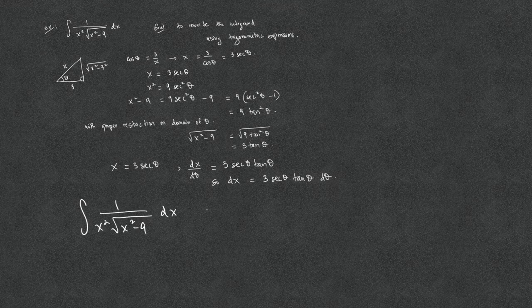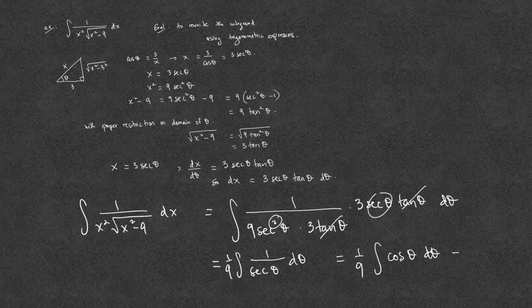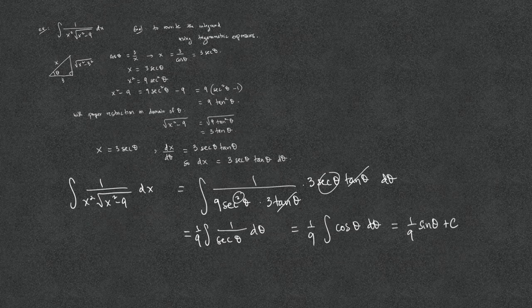The integral of 1 over x squared times the square root of x squared minus 9 dx is now the integral of 1 over 9 secant squared theta, times the square root of x squared minus 9, which is 3 tangent theta, and dx is 3 secant theta tangent theta d theta. Cancel out secant theta and tangent theta. To simplify this, we have 1 over 9 times the integral of 1 over secant theta d theta. But 1 over secant is cosine, and so we have the integral of 1 over 9 cosine theta, which is 1 over 9 sine theta plus C.